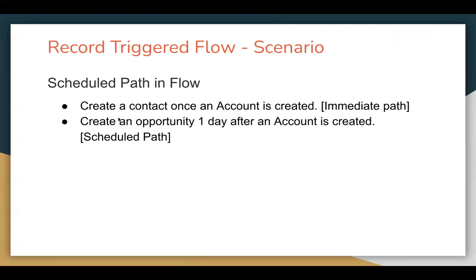So the requirement is we need to create a contact. Once an account is created, this contact will be created immediately on account creation. Then we need to create an opportunity one day after an account record is created. So that will happen with the help of a scheduled path.